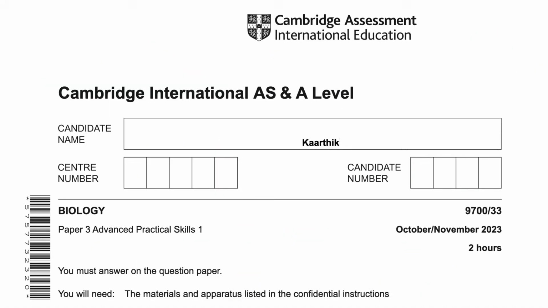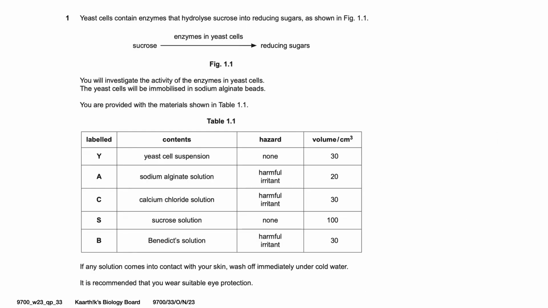Hello friends, today we are going to solve AS Biology Paper 3 Advanced Practical Skills 970033 October November 2023. So let us move on to this first question.